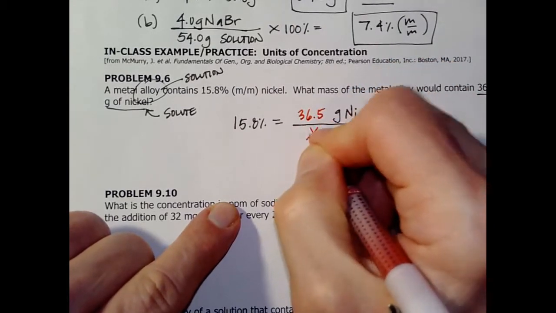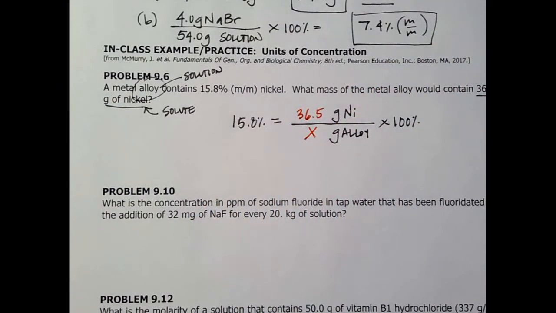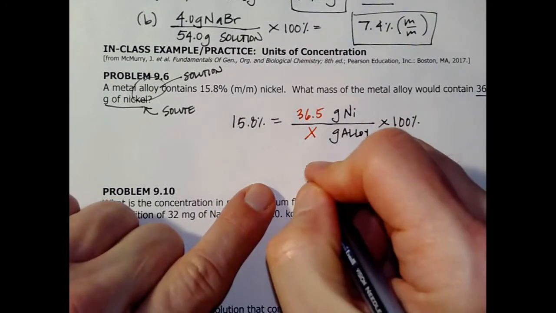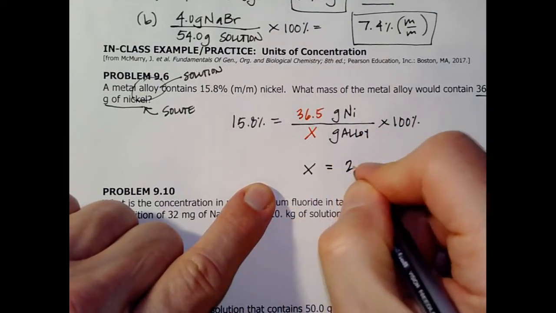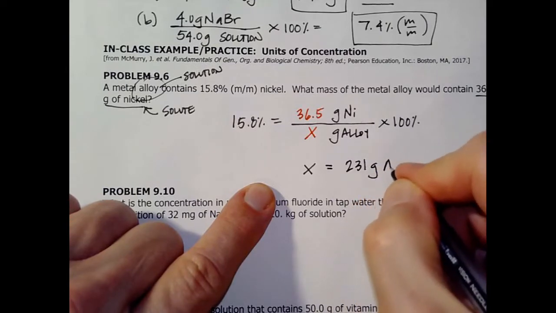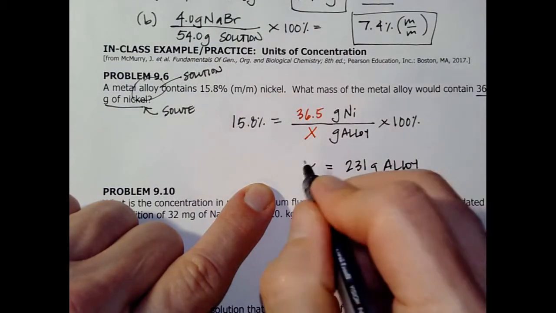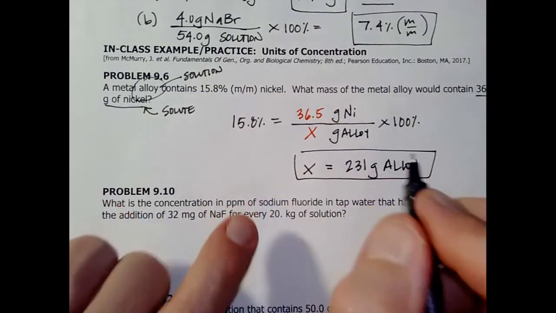36.5. And that's what I don't know. How many grams of alloy will contain 36.5 grams of nickel? Solve for x. I'm going to let you do the algebra. 231 grams of the alloy. 231 grams of the solution.